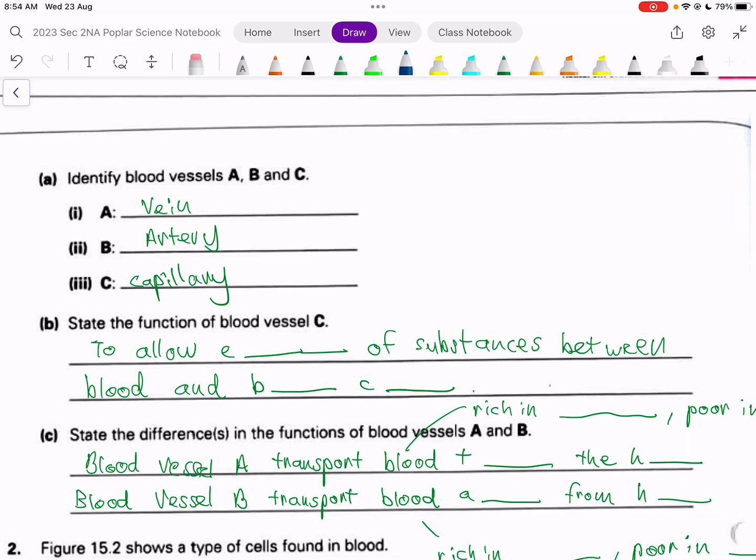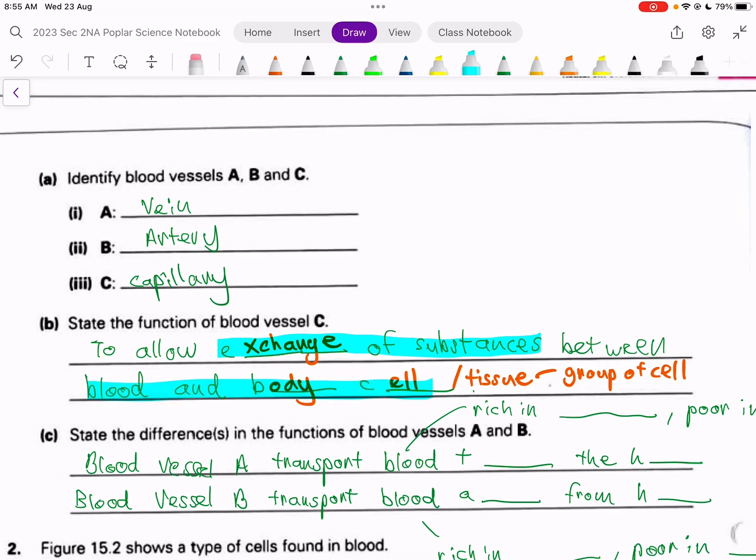The function of your capillary is to allow the exchange. Let me fill in the rest of the blanks. To allow for the exchange of substances between the blood and body cells. Some of you might write tissues. Actually tissues is a group of cells. If you are wondering what's the difference between tissues and body cells, the key thing is the exchange of substances between blood and body cells.